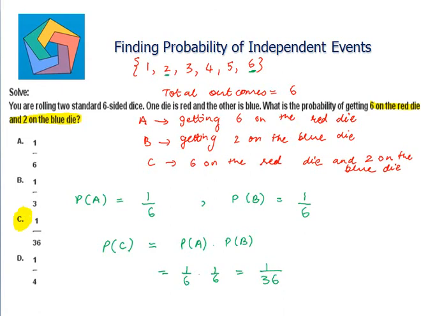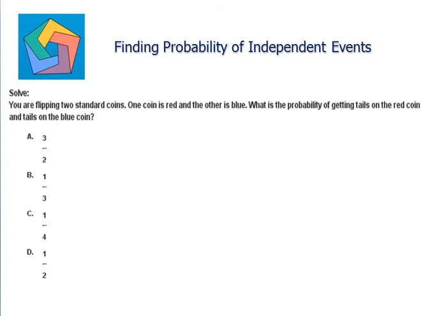Next problem. Solve. You are flipping 2 standard coins. One coin is red and the other is blue. What is the probability of getting tails on the red coin and tails on the blue coin? Sample space for flipping 2 standard coins, one is red and one is blue. Either I will get a head or I will get a tail. So total outcomes become 2.